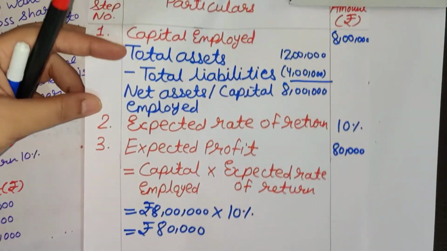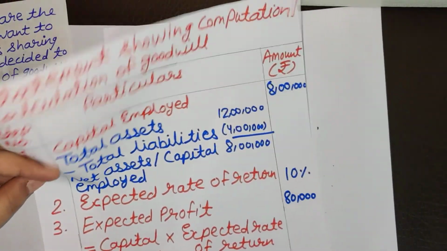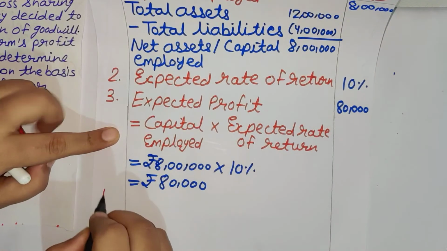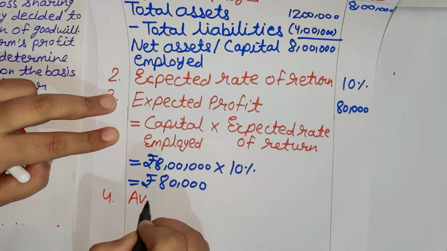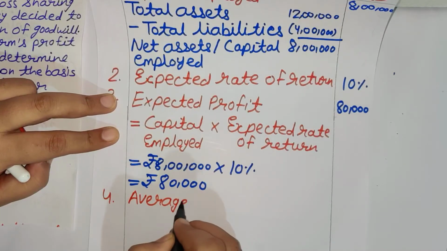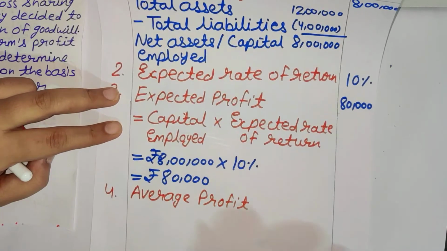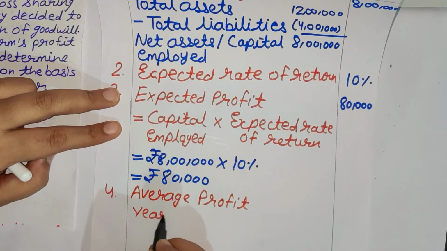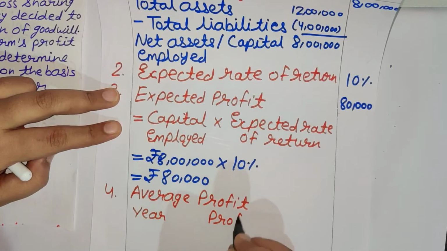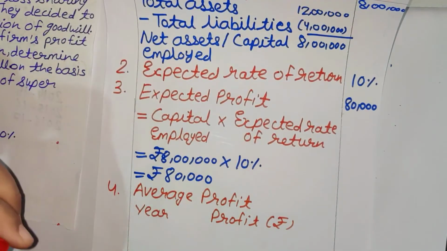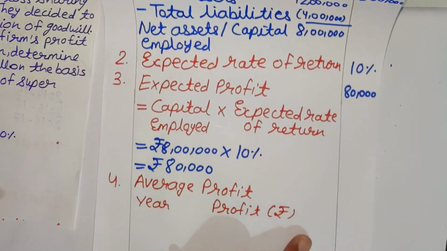Now we will follow the fourth step. What is the fourth step? Fourth step is to find out the average profit. How we will find the average profit? So here the different years are mentioned and the profits are mentioned. So we will write first column of the year and second column of the profit.